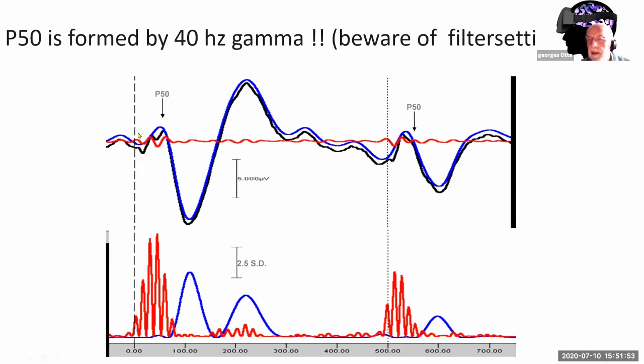It's gamma activity, 40 Hz. P50 are 40 Hz, that's the way I recall it. So here again, when doing a P50, take care of your filters. Filter settings are important because they have influence on your amplitude of the potentials. So this is a P50, and here is the second one. As you can see, it's lower.